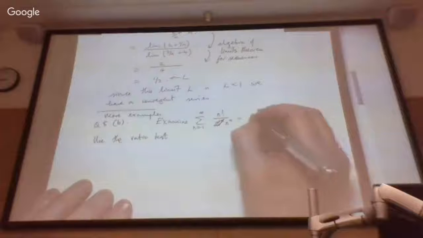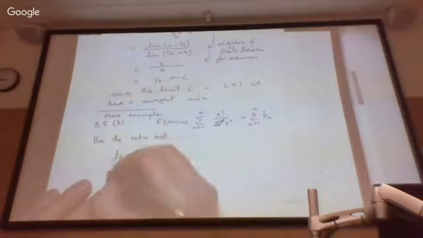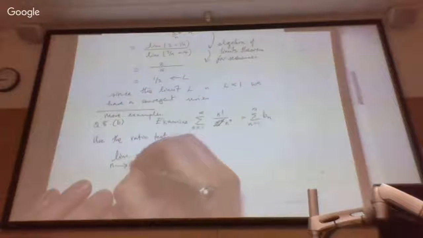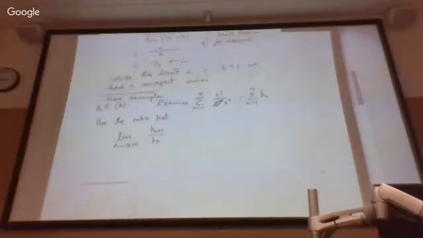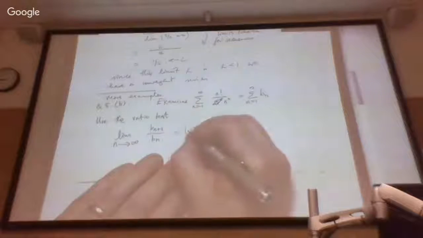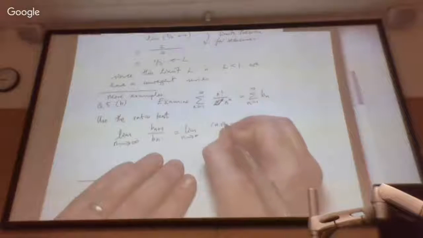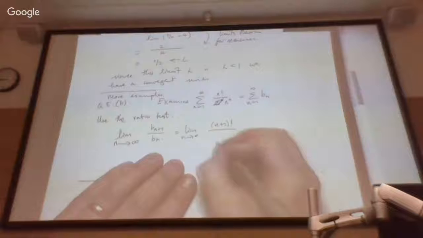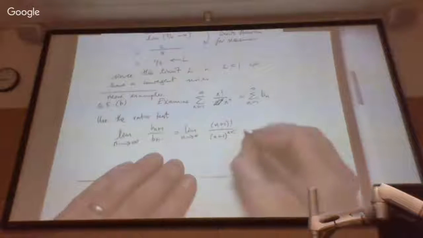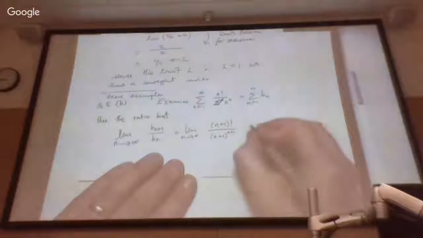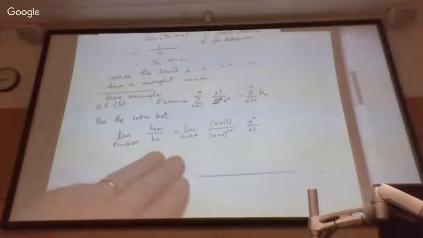Okay, so if this is the sum of bn, we'll look at the limit as n goes to infinity of bn plus 1 over bn. So this will be the limit as n goes to infinity of (n plus 1) factorial over (n plus 1) to the power n plus 1. And then we'll be dividing it by bn, so dividing it by bn is multiplying it by n to the power n over n factorial.